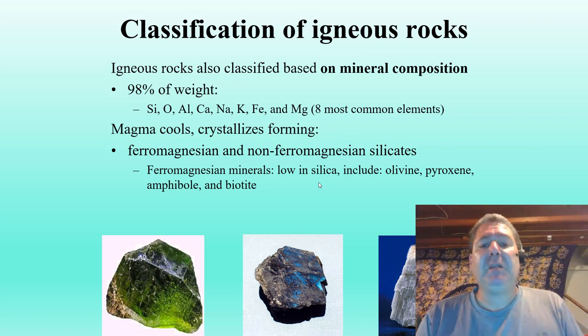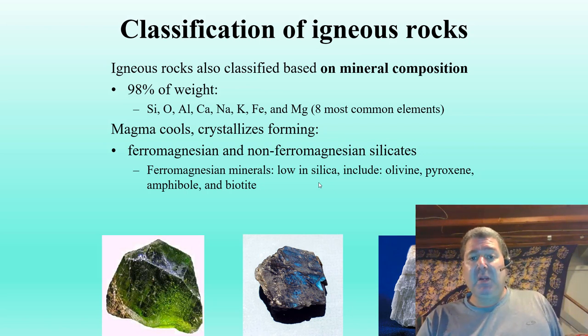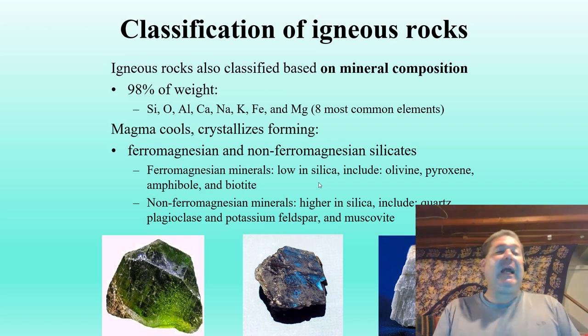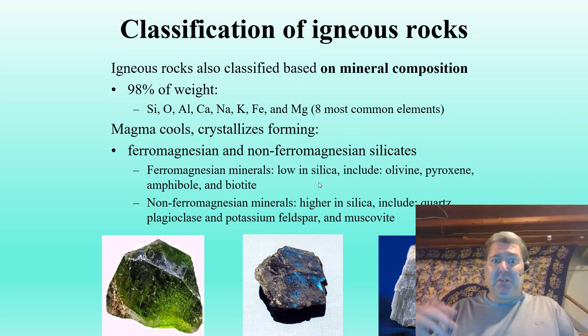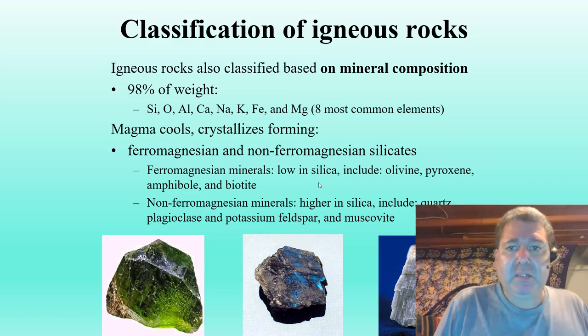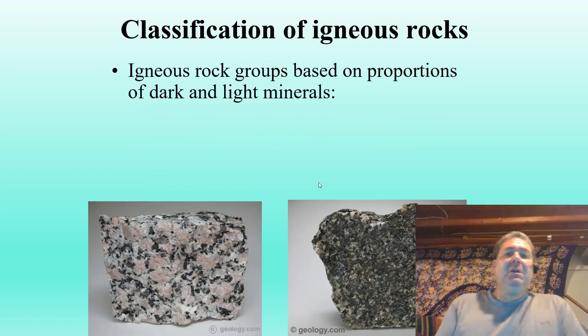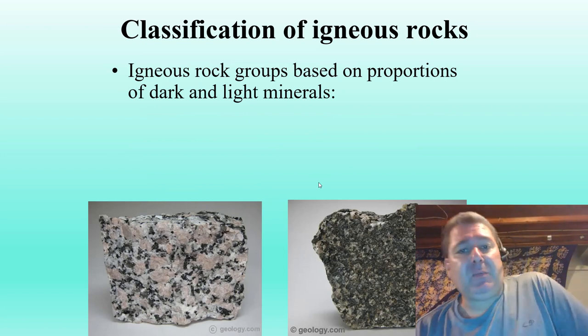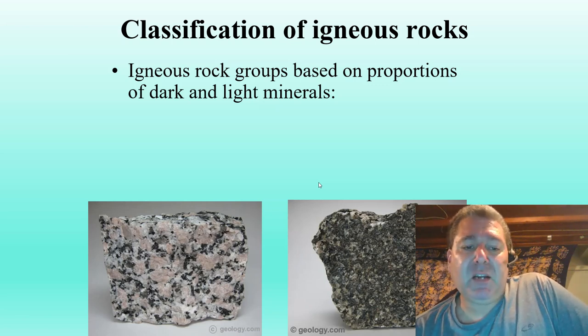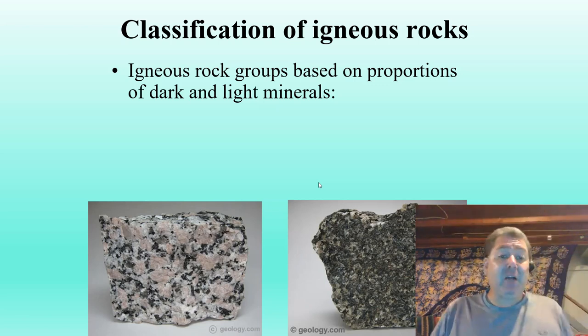Those ferromagnesian minerals are relatively low in silica, and they're the olivine, pyroxenes, amphiboles, and biotites. Our non-ferromagnesian minerals are higher in silica, quartz being all silicon-oxygen bonds, plus plagioclase, potassium feldspar, and the muscovite micas. We talked in the last chapter about how the non-ferromagnesian minerals are light in color and light in density, and the ferromagnesian minerals are dark in color and dark in density.